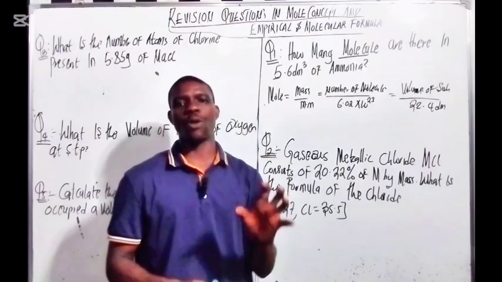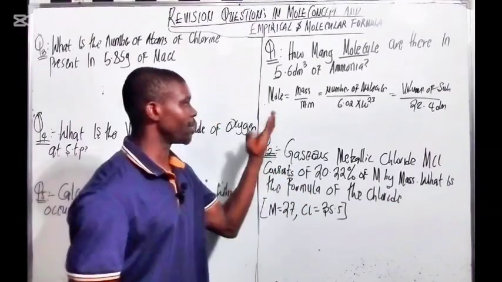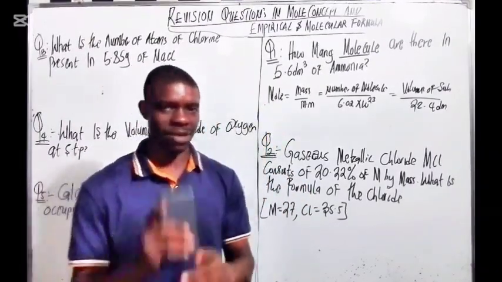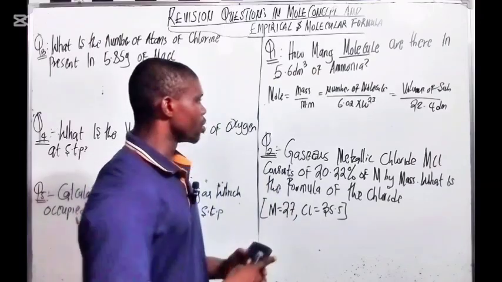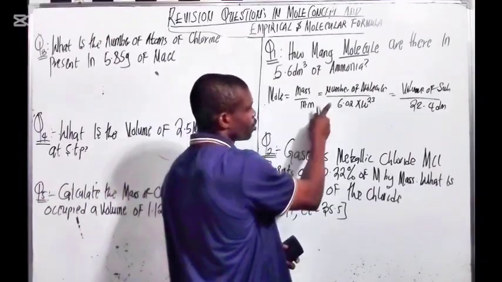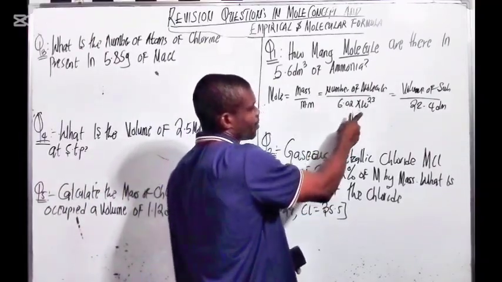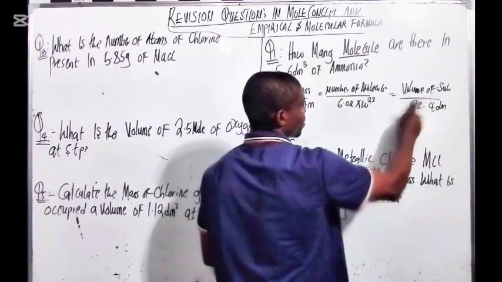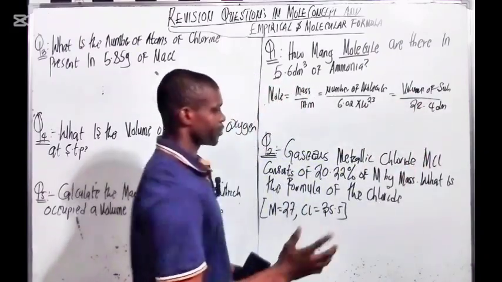No matter how complex the question is, once you know these formulas, please write them down inside your note. So mole equals mass over molar mass, equals number of molecules over 6.02 exponential 23, equals volume of substance over 22.4 dm cube.